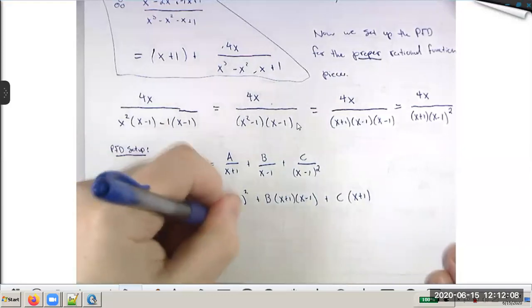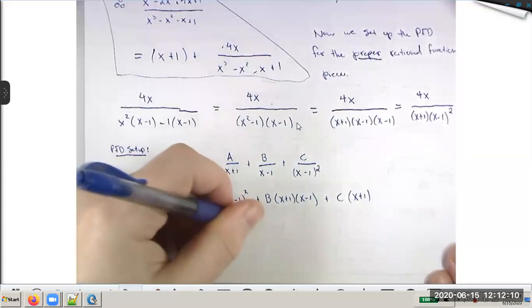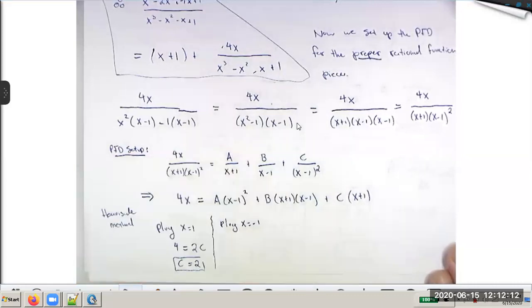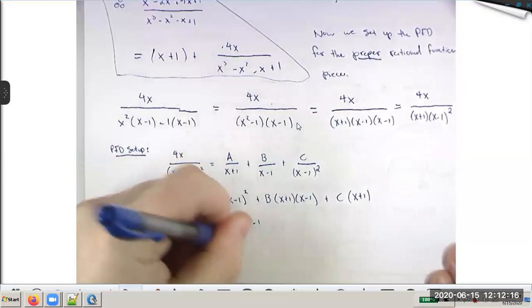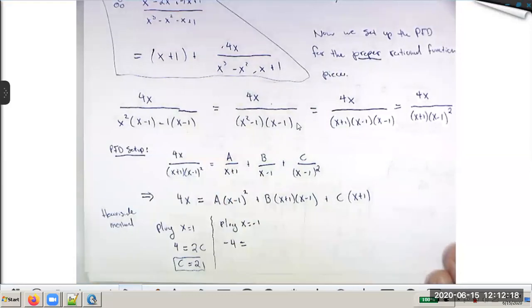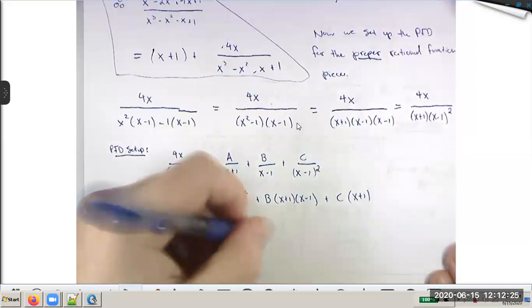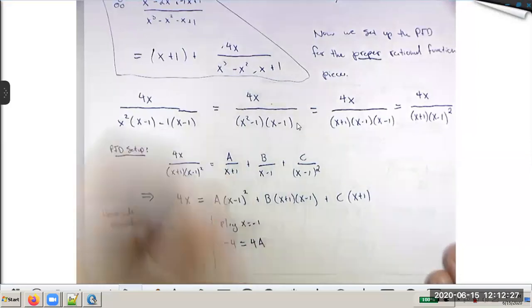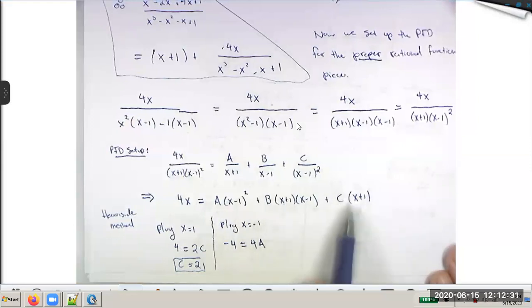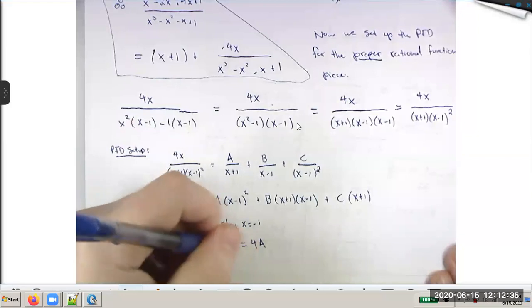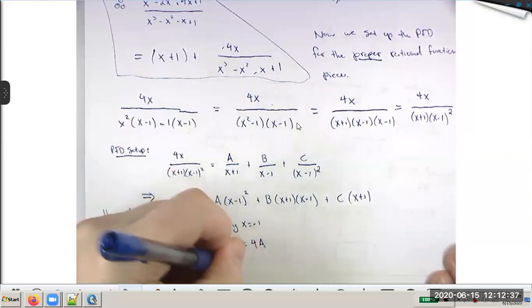If I plug x equals -1, then this would be -4 equals, let's see, -1 minus 1 is -2, but when I square that, I get +4, so this is 4a. This would be 0 times b, and this would be 0 times c, so this is all I get. And that tells me that a is equal to -4 over 4, that's -1.